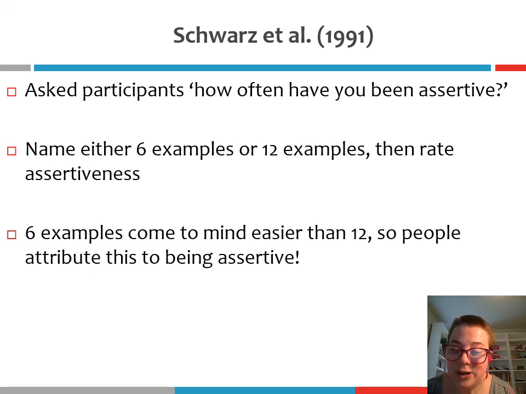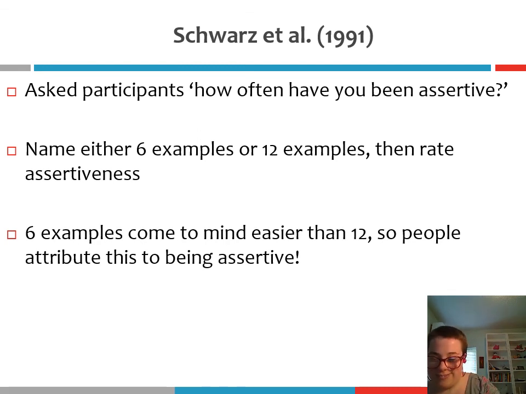But what's happening here is it's easier to think of 6 examples of pretty much anything than it is to come up with 12 examples. And so because people in the 12 example condition kind of struggled and really had to think hard about prior instances of assertiveness, right? That led them to believe I must not be very assertive, right? Because these instances of assertiveness aren't coming to mind very easily, right? So this is another example of how the ease with which information comes to mind determines our subsequent judgments of something.